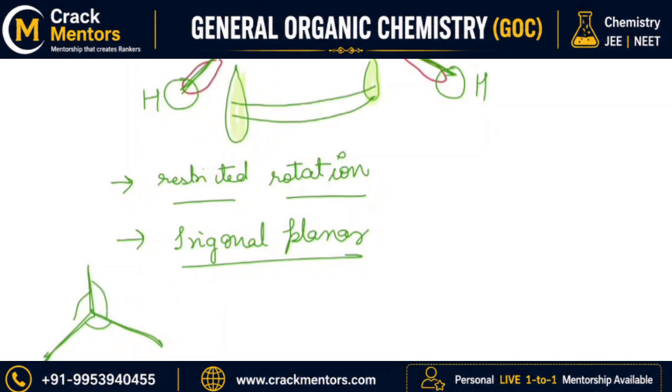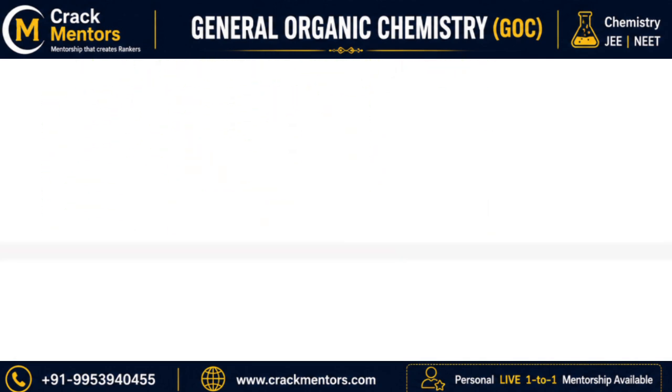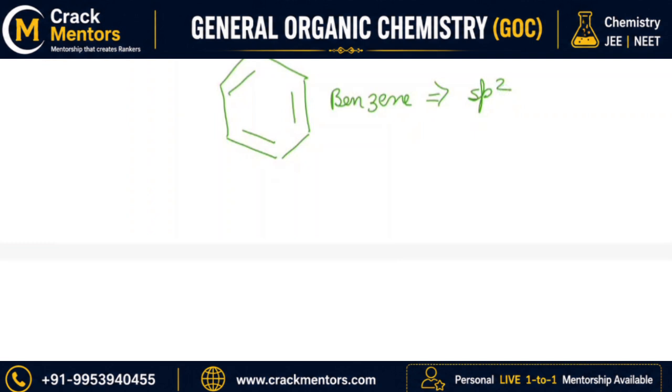Actually, there are 3 angles here, and the complete angle is 360 degrees. So one angle will be 120 degrees, that is the bond angle. A cycle I discussed with you, a cyclic structure in fact, there were 3 pi bonds there. So benzene is also an example of sp2 hybridization.